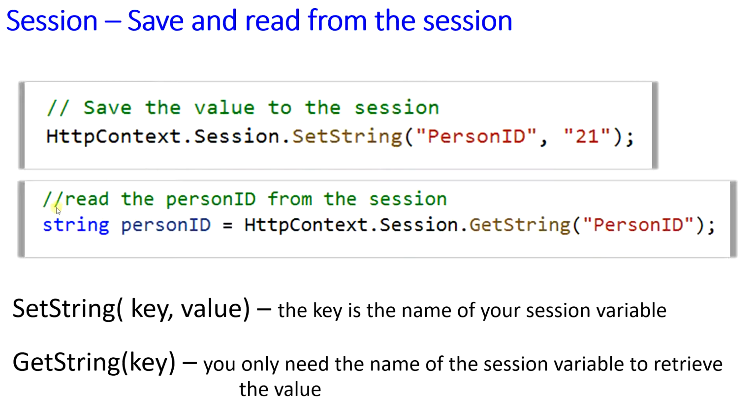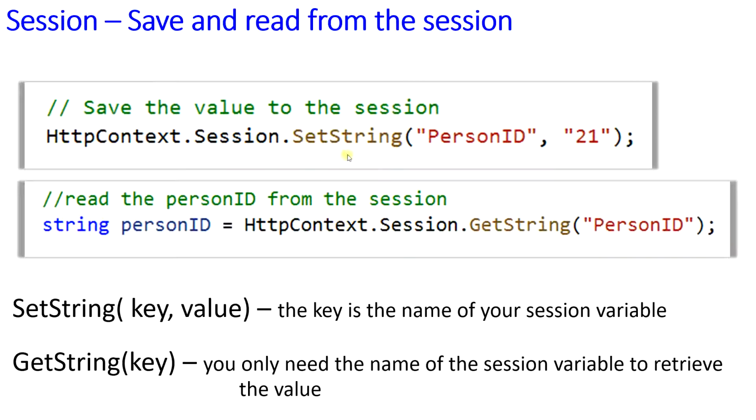And this is how you read the information from the session. First you need a variable where you're going to save this information. Then HttpContext.Session.GetString, and the parameter here is the name of the key that you used previously to save. The spelling has to be exactly the same. If it's not, this is not going to work.